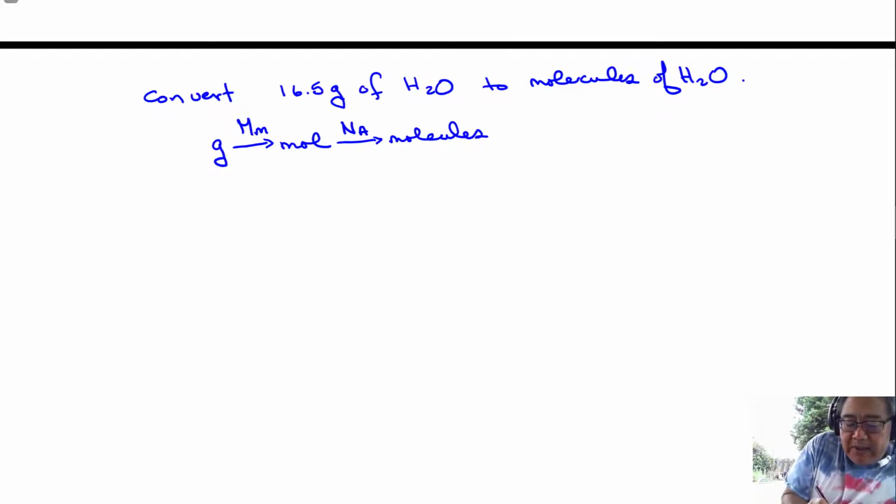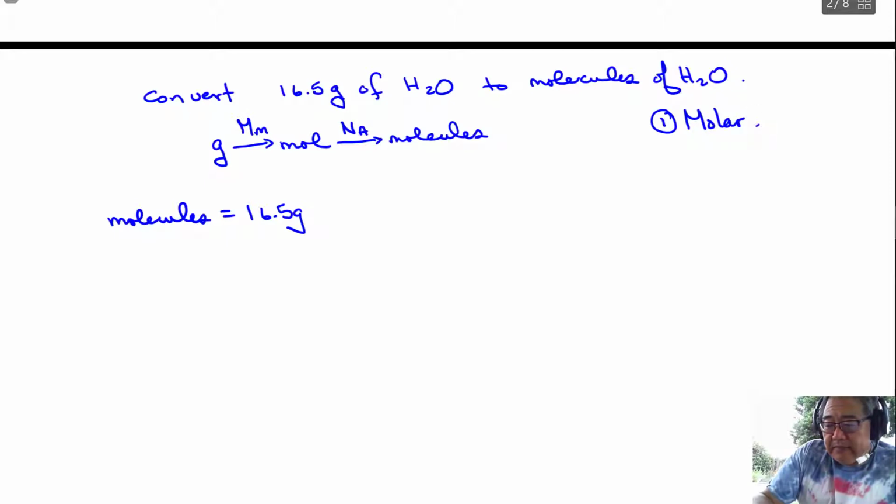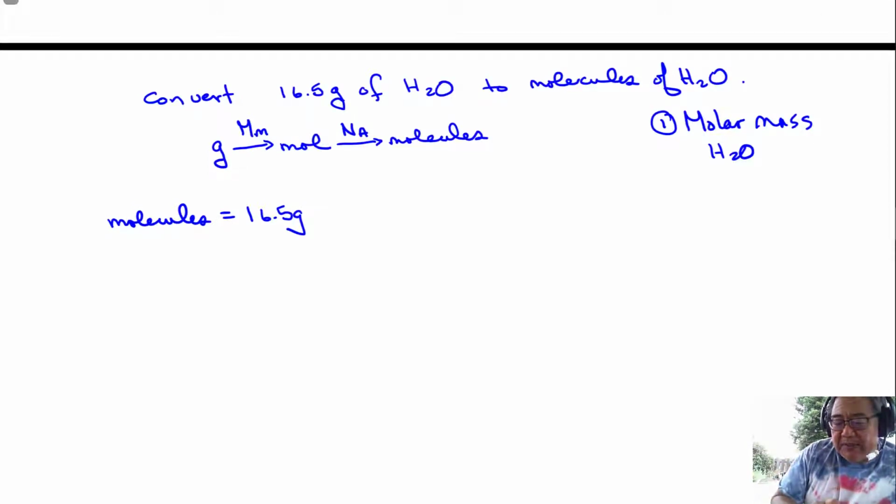So I'm going to say I want molecules. And I've been given 16.5 grams. You usually start with whatever number you're given. And then what I need to do is figure out how much 1 mole of H2O weighs. So what I need to do is go onto the periodic table, and I'm going to calculate the molar mass. The first thing I want is molar mass. So I'm going to go over to my periodic table and show you these masses.